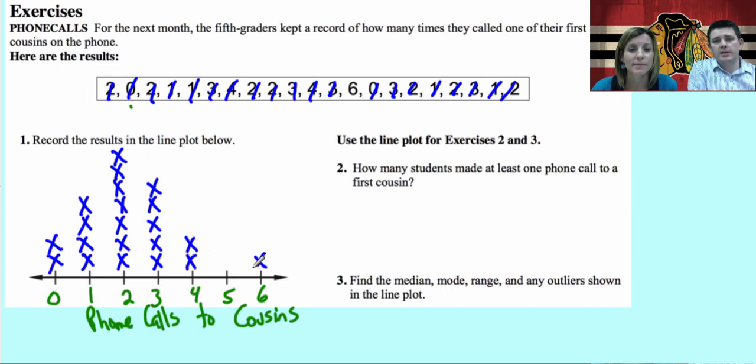So now it asks us to do a little bit of analyzing with our data. How many students made at least one phone call to their first cousin? So there's that "at least" again. I like that coming back. That means greater than or equal to 1. So basically everything from a 1 or more. So we have 4 ones, 7, 5, 2, and 1. Adding them together, you have 3 and 5 is 8 plus 11. It's 19 students.